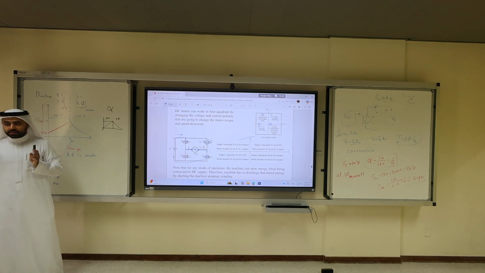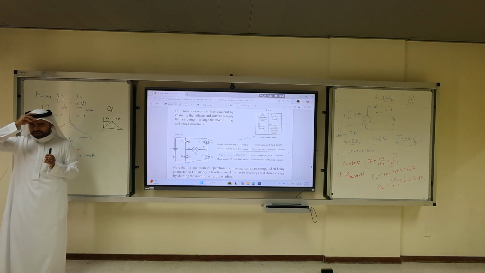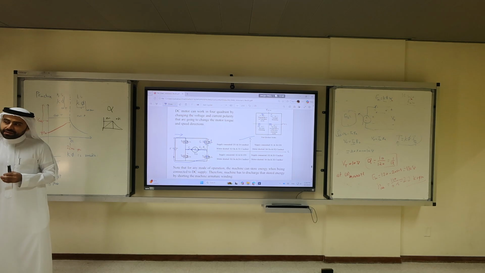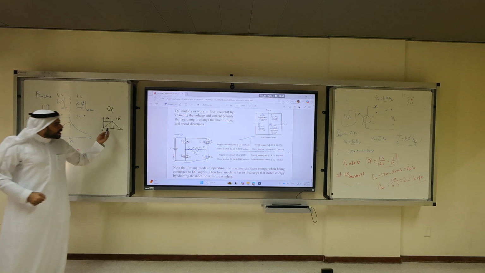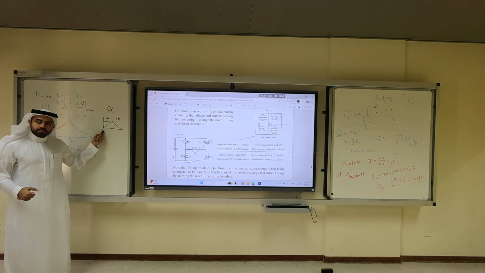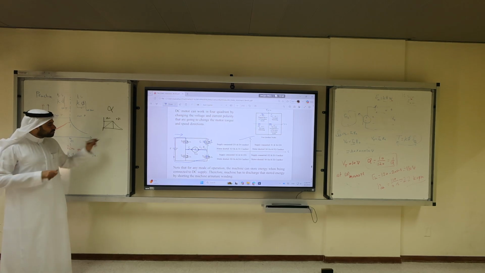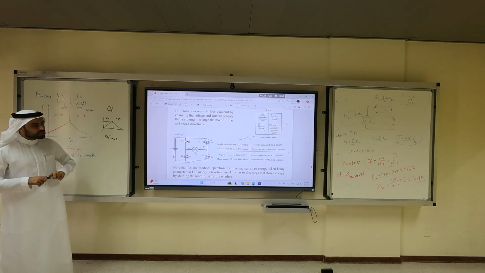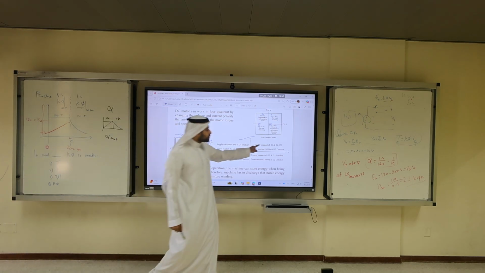This is a bit difficult. Please focus. When I have low speed, do I want to have alpha big or small? Alpha small. So alpha is small, it means the 1/12, for example, has to be on only here.